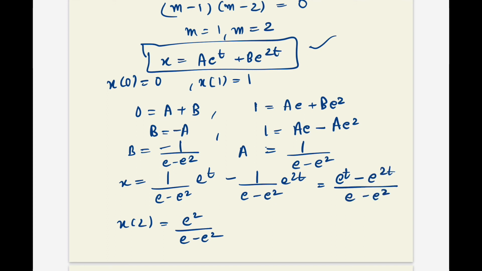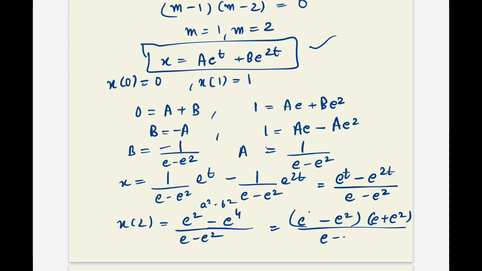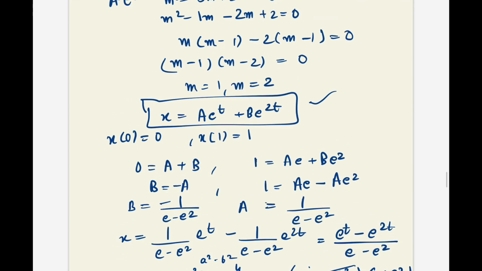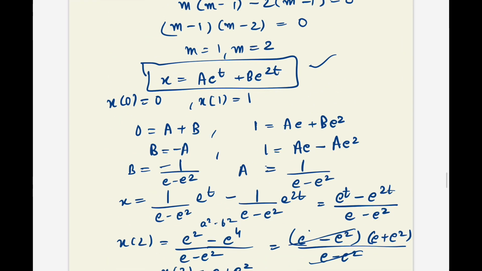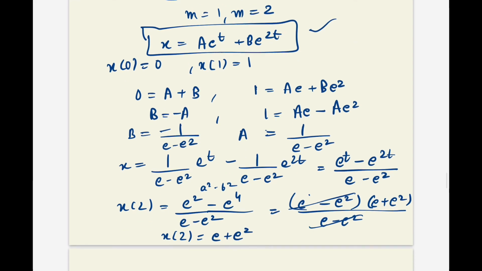Now let's substitute t equals 2, and for the other term it is e to the power 4. Now we have e minus e square. This is of the form a square minus b square. So e square minus e to the power 4 is e minus e square times e plus e square. E minus e square cancels. So x of 2 equals e plus e square. This is the correct answer, e plus e square. So option 2 is the correct answer.